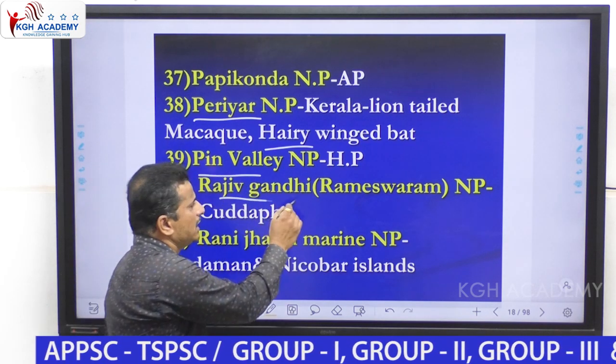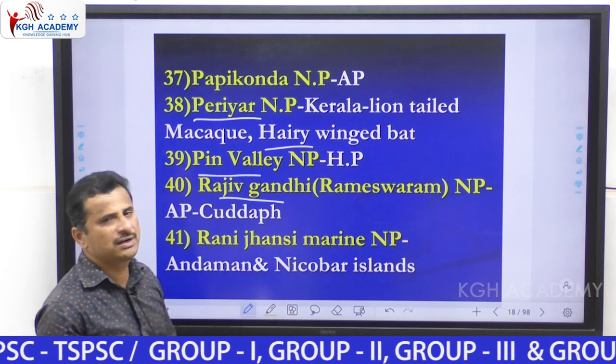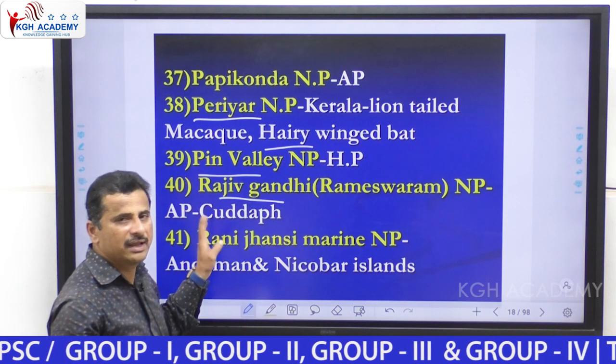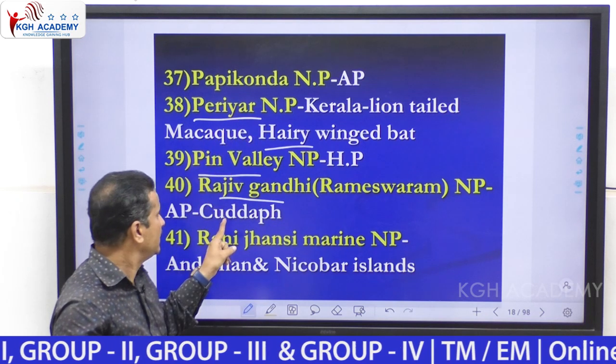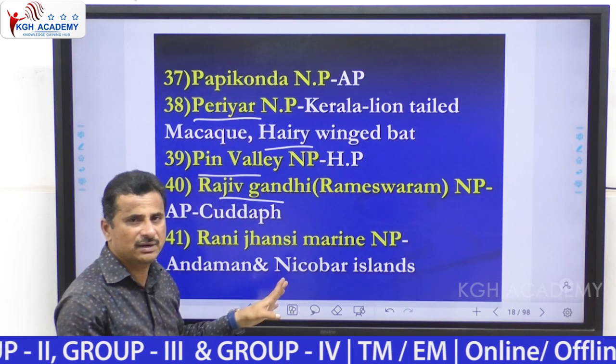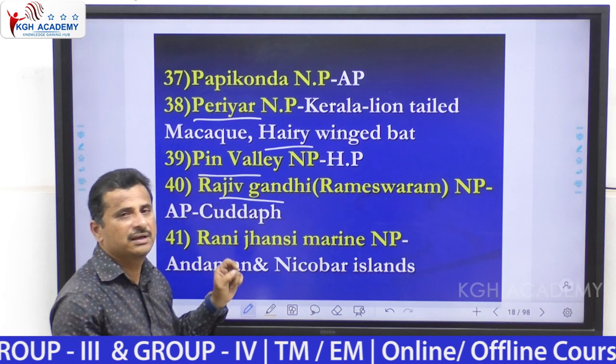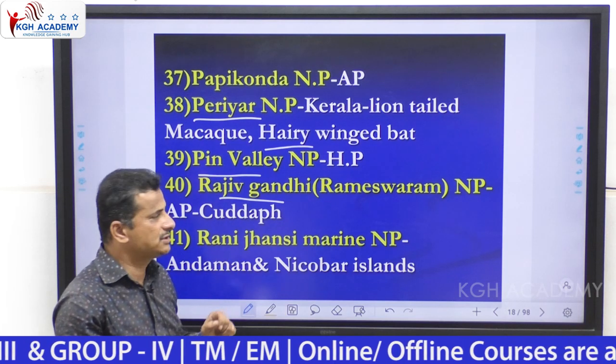And next, Rajiv Gandhi, also called Rameshwaram National Park, present in Kadapa district, AP. So like this, Papikonda National Park and Rajiv Gandhi, also called Rameshwaram National Park, are part of Andhra Pradesh.